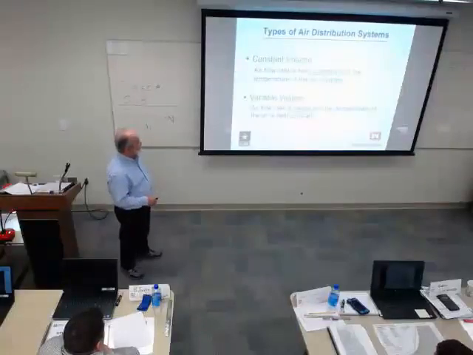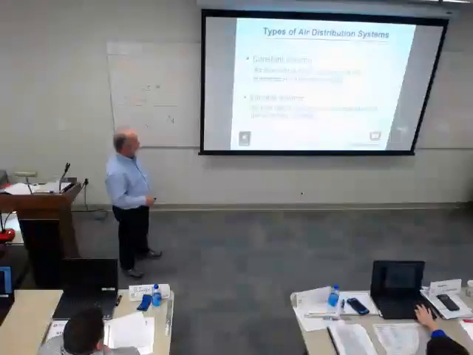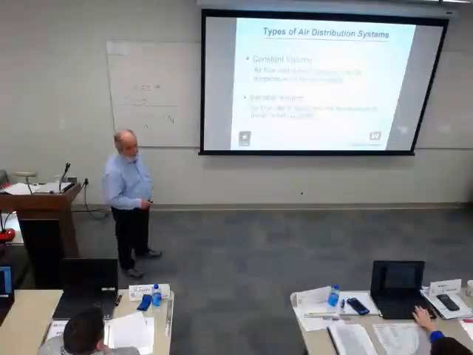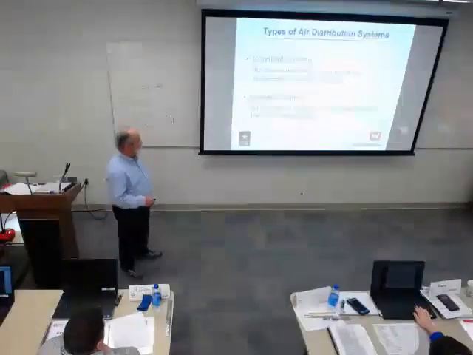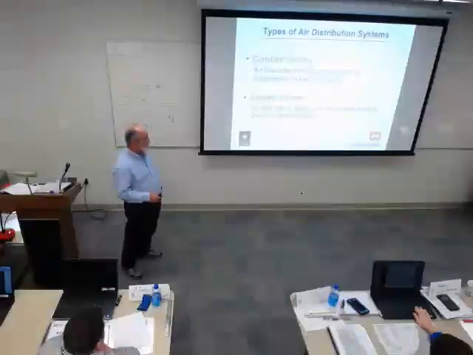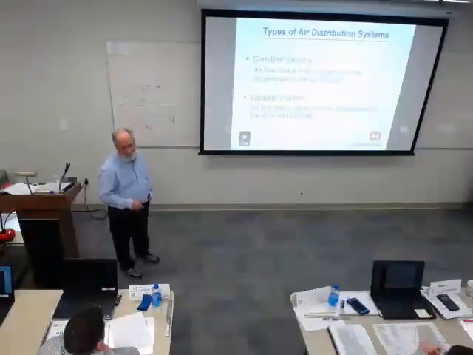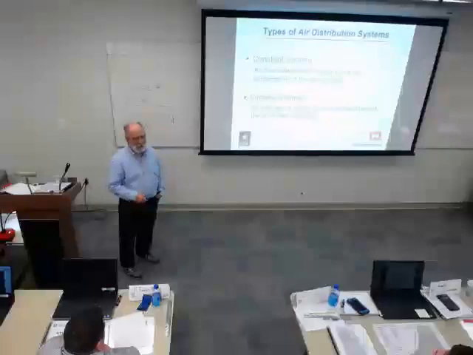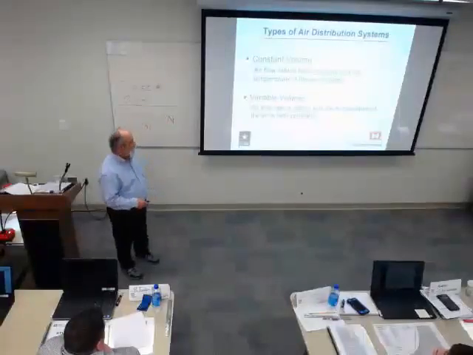All right, in constant volume systems, airflow rate is held constant and temperature is changed. And then there's the variable volume type, where the airflow rate is varied and the temperature of the air is constant. We're seeing a lot, probably the majority of what we do, is variable airflow. And that's the variable volume one.